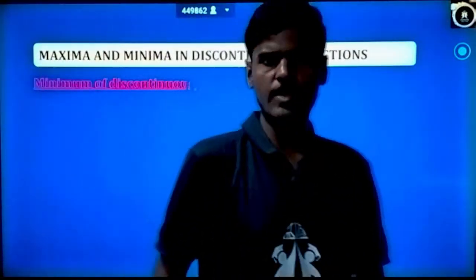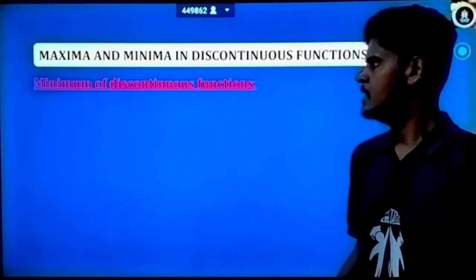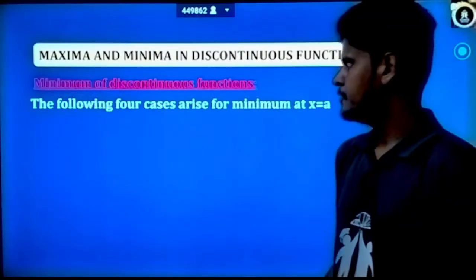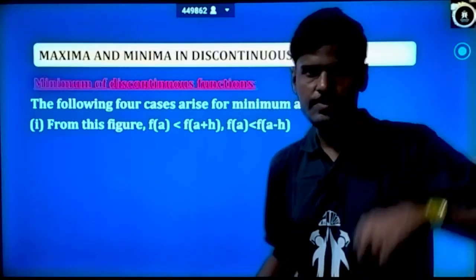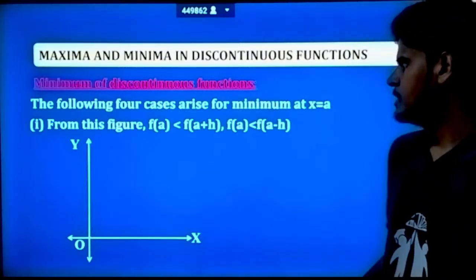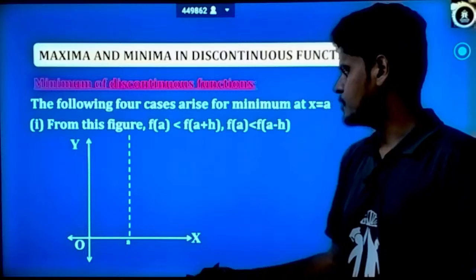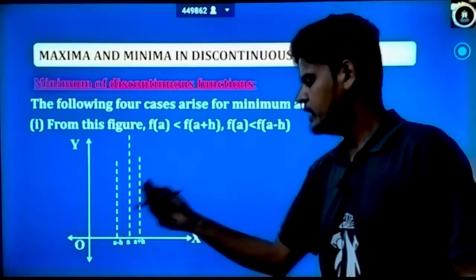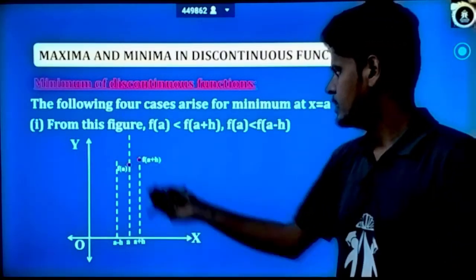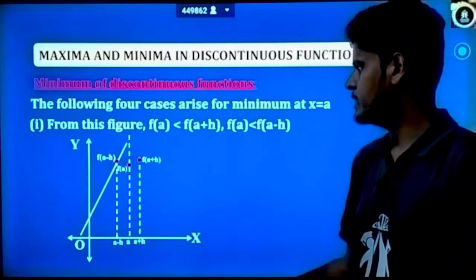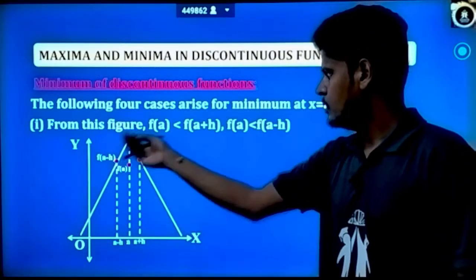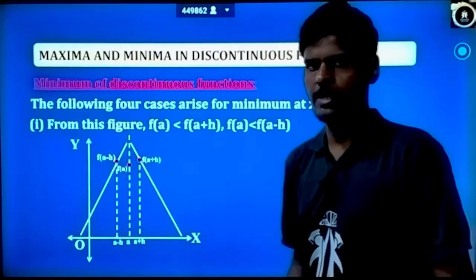Next is maximum and minimum value of discontinuous functions. We will discuss one by one with some cases and examples. Minimum value of discontinuous functions. Now the following 4 cases arise for minimum, and for maximum value also we can see from this. Now what is this case? First one is, in the neighborhood of a, take f of a at this point, f of a plus h and f of a minus h like this.